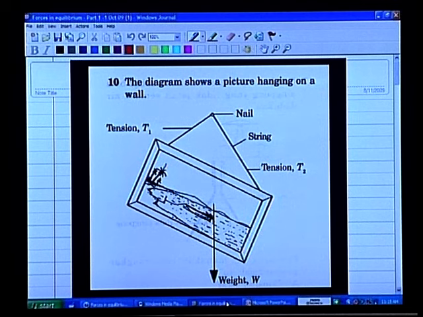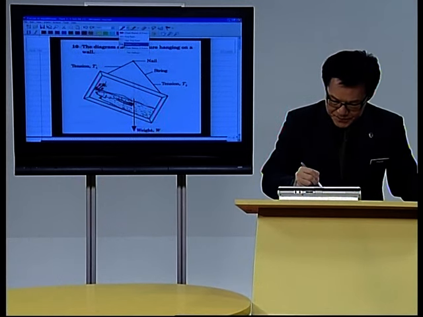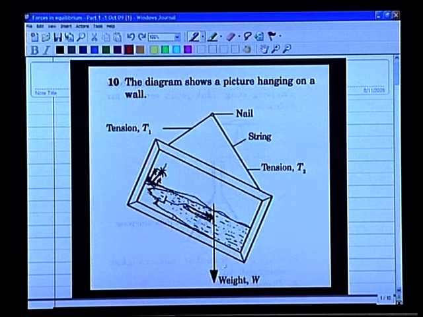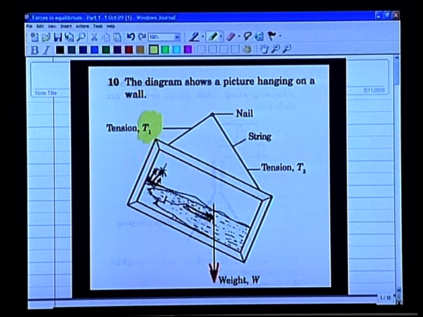Now number one, how many forces are acting on the frame? I'm going to draw it now. The simplest is the weight W. Weight W, it acts downwards. Now what about tension T1? It acts upwards. What about tension T2? Tension T2, it acts upwards as well.